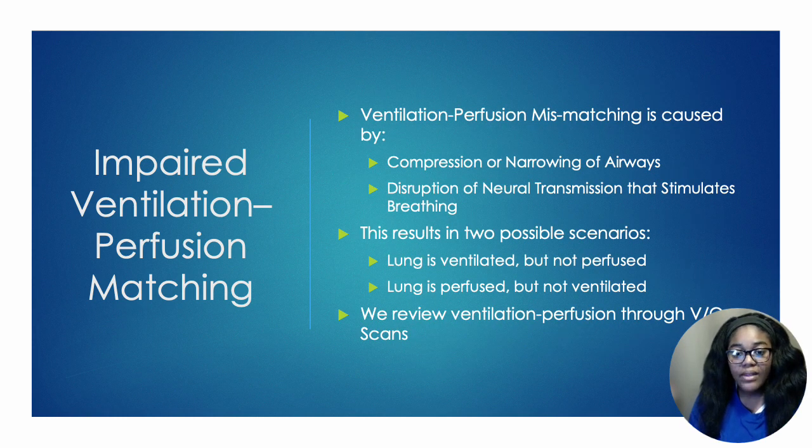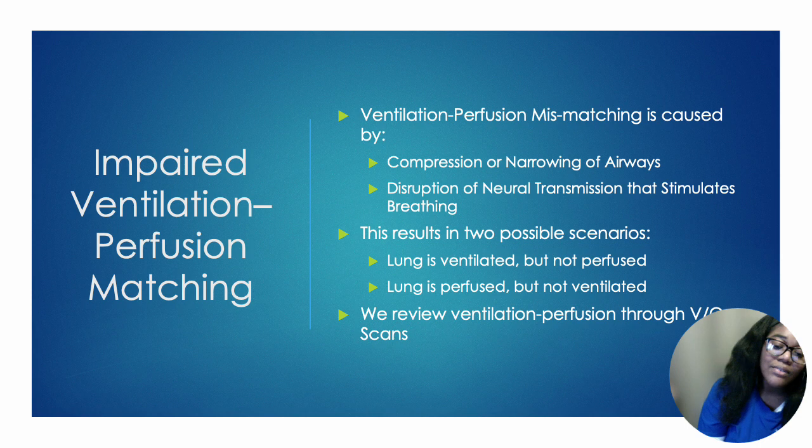When we have ventilation and perfusion mismatching, it is caused by the compression or the narrowing of the airways. And again, we're just talking about the ventilation portion of this. When we have compression or narrowing of the airways, there's a restriction of oxygen going into the body and the prevention of carbon dioxide from exiting the body. Or it can be caused by a disruption of the neural pathways that stimulate breathing.